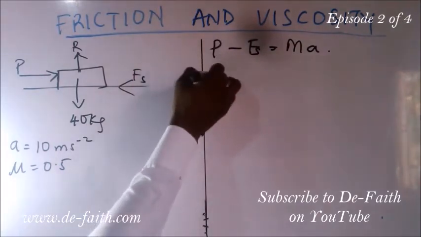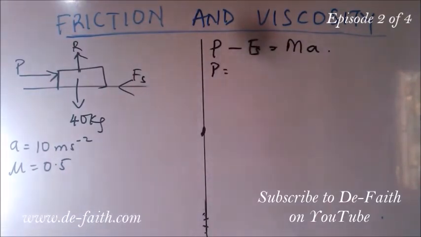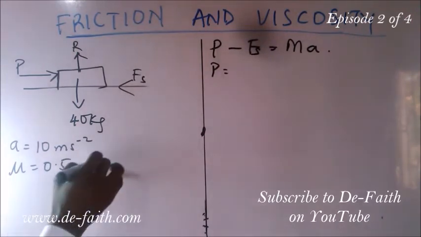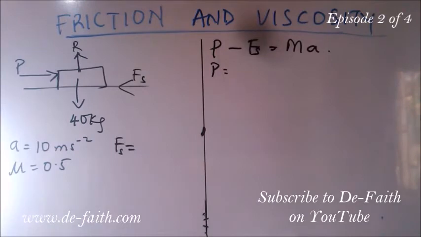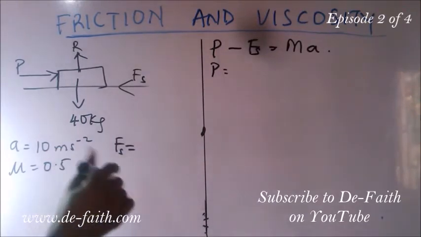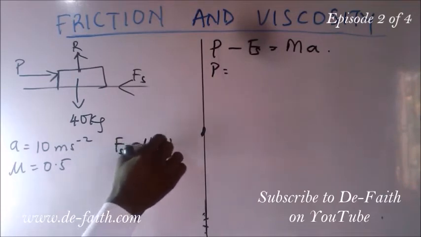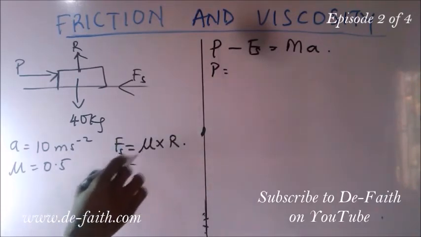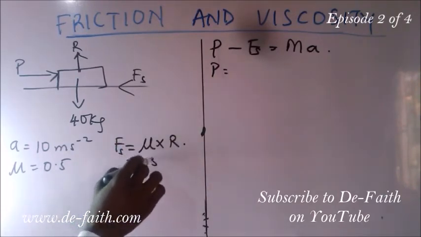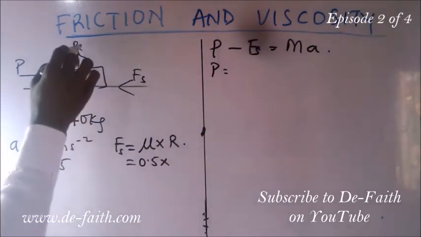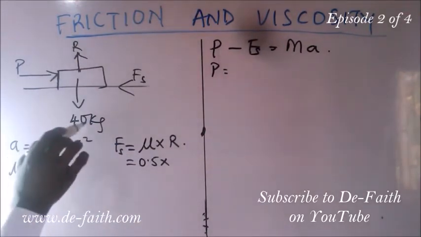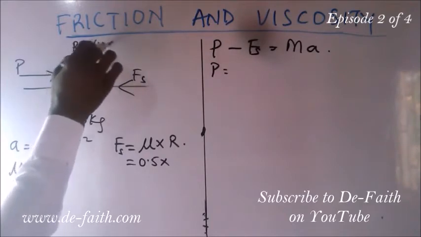Here is the force which we are looking for, and then we have this, that's the static friction. Now how do we get this? We have the formula which says that the static frictional force equals the coefficient of friction multiplied by the normal reaction. Here we have this to be 0.5 multiplied by the normal reaction, which is equal and opposite to the weight, and this is 40 times 10.